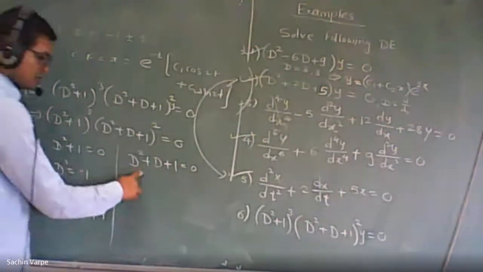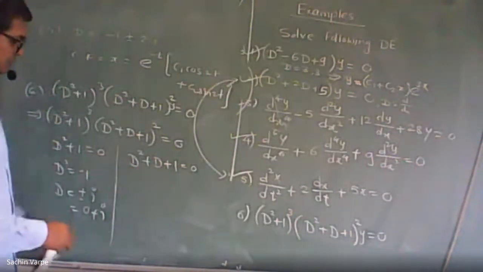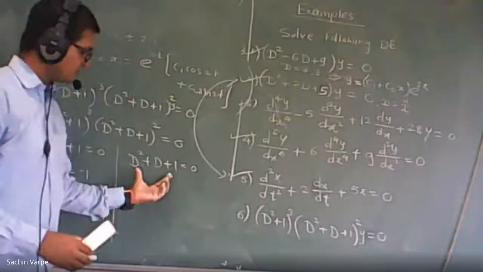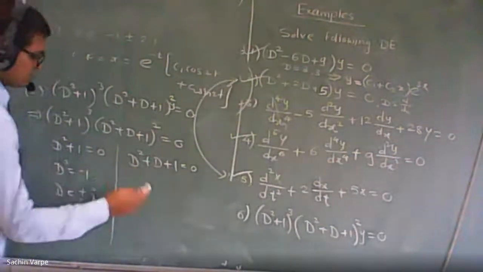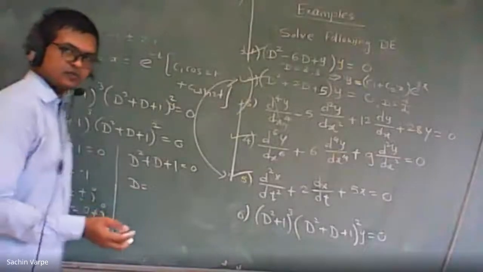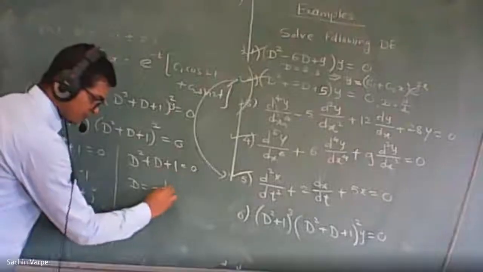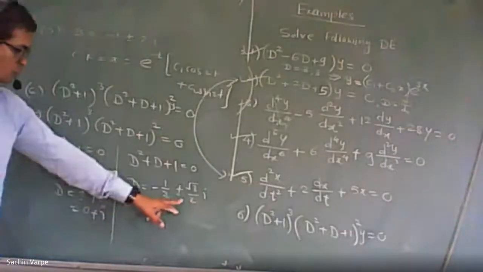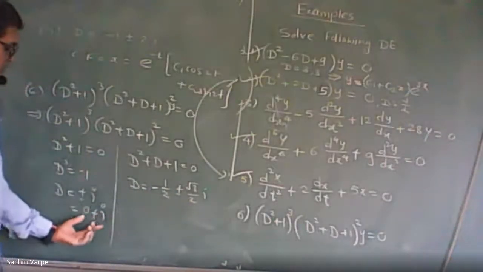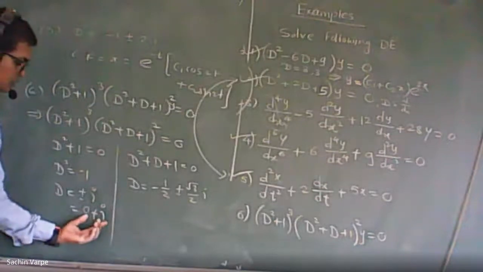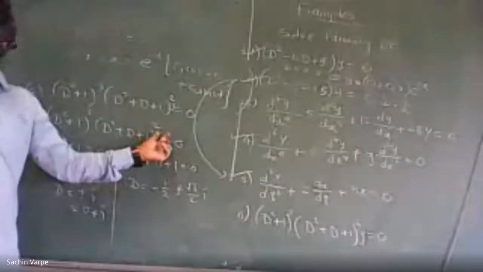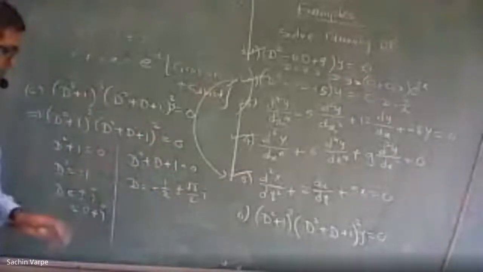Now for this one, it is not a perfect square, and we cannot split the middle term, so let us apply the quadratic formula. Can we take the answer directly from a calculator? Yes, you can definitely. D equals minus half plus minus root 3 by 2 i. So 4 roots: these 2 roots and these 2 roots. These roots are repeated thrice and those roots repeated twice. So totally we have 10 roots.